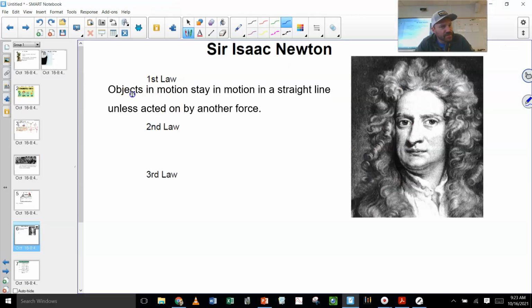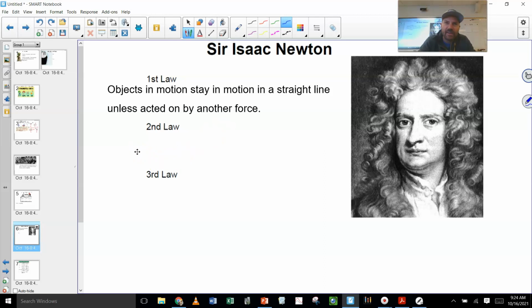Objects in motion stay in motion in a straight line unless acted on by another force. The reason that basketball wasn't going in a straight line is because of gravity. Gravity is the force that keeps that off of that straight line. Objects in motion will stay in motion. The reason that things don't stay in motion on planet Earth is because there's air resistance and there's friction. If there was no air resistance, no friction and no gravity, like out in space, you let go of something and it moves in a perfectly straight line for eternity.